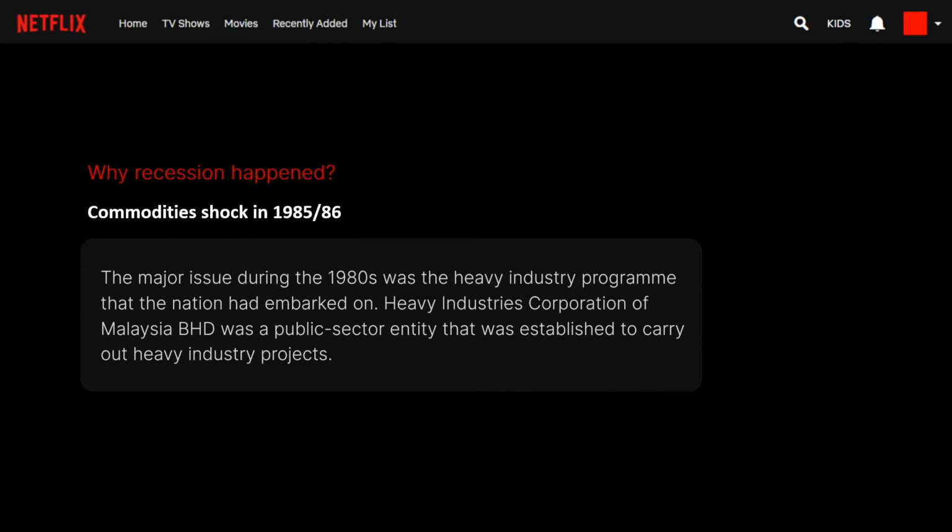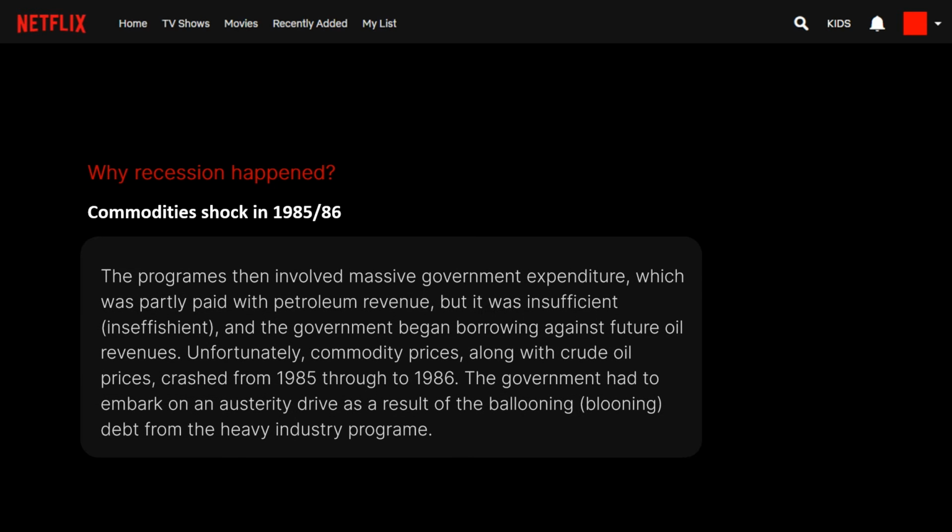Why did recession happen? Recession happened because of a commodities shock in 1985 or 1986. The major issue during the 1980s was the heavy industry program that the nation had embarked on. Heavy Industries Corporation of Malaysia Berhad was a public sector entity established to carry out a heavy industry project. The programs involved massive government expenditure, which was partly paid with petroleum revenue, but it was insufficient, and the government began borrowing against future oil revenues. Unfortunately, commodity prices along with crude oil prices crashed from 1985 through to 1986. The government had to embark on an austerity drive as a result of the ballooning debt from the heavy industry program.